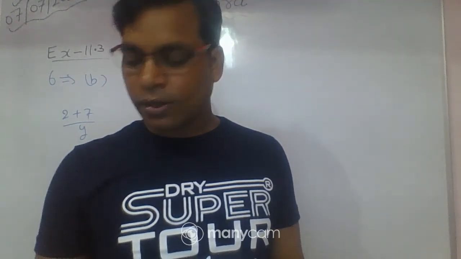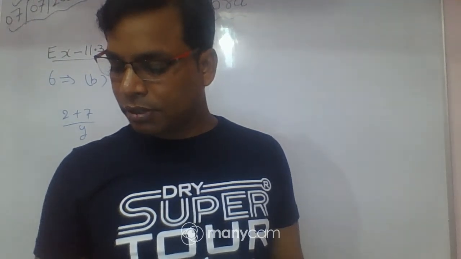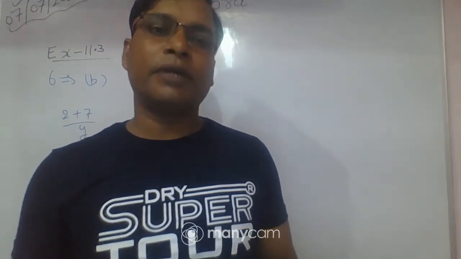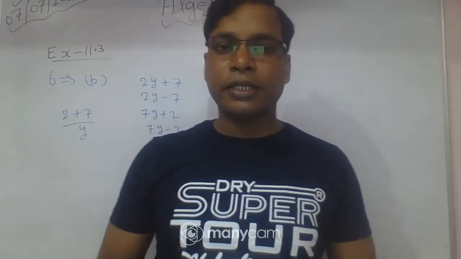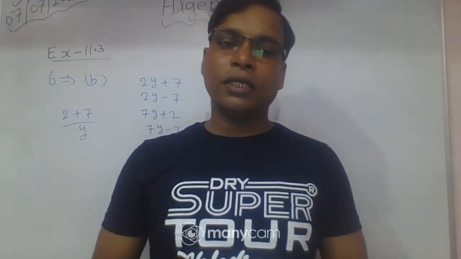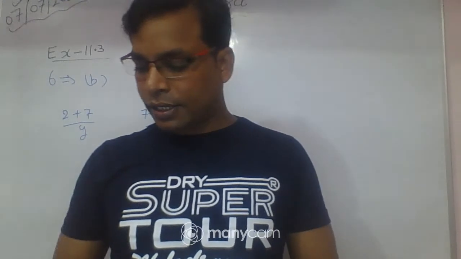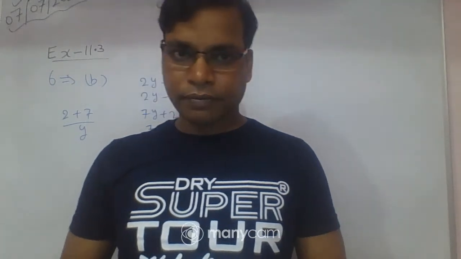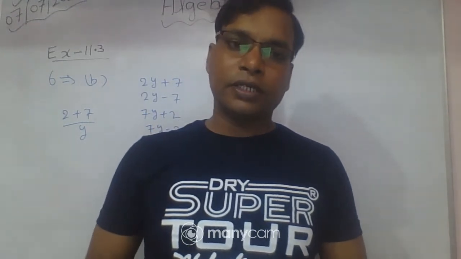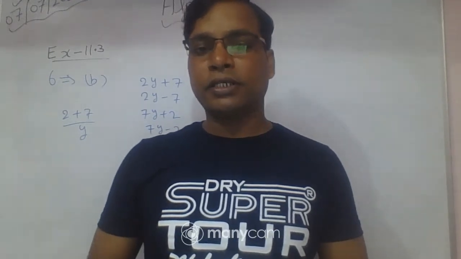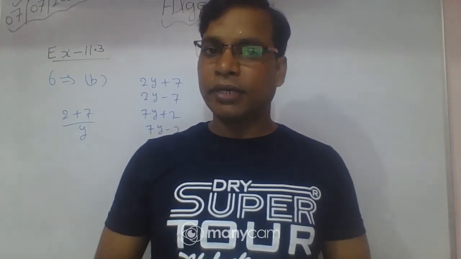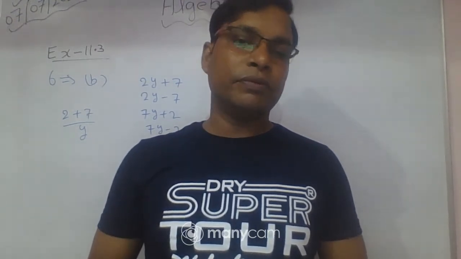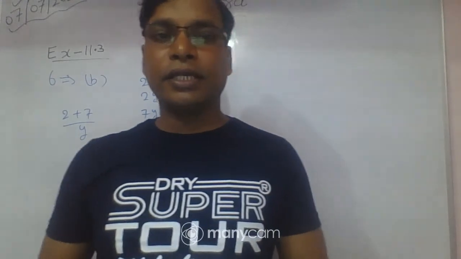And part A: what will be her age 5 years from now? From now means after 5 years. If Sarita's age is y years, what is her age after 5 years? And the second part: what was her age 3 years back? 3 years back means before 3 years. If the present age of Sarita is y years, what was her age 3 years back?